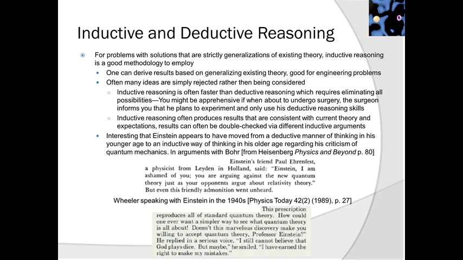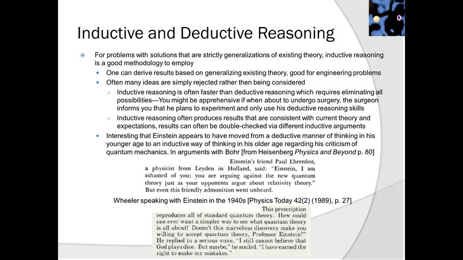One can derive results based on generalizing existing theory, which is good for engineering problems. Often, many ideas are simply rejected rather than being considered. Inductive reasoning is often faster for this reason than deductive reasoning, which requires eliminating all possibilities. You might be apprehensive if, when about to undergo surgery, the surgeon informs you that he plans to experiment and only use his deductive reasoning skills. Inductive reasoning often produces results that are consistent with current theory and expectations. Results can often be easily double-checked via different inductive arguments.